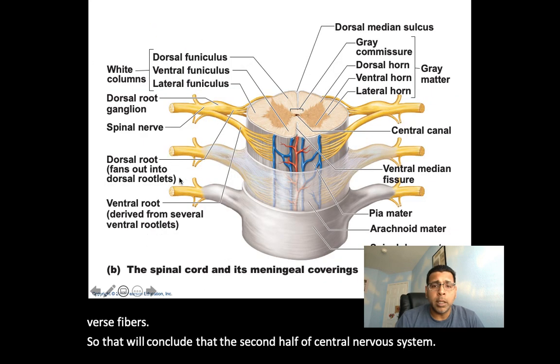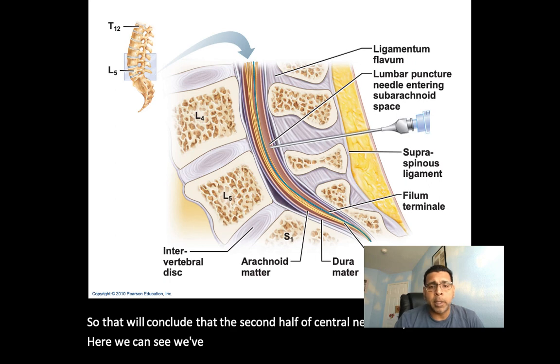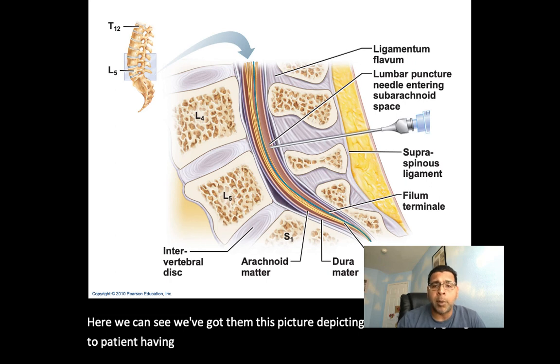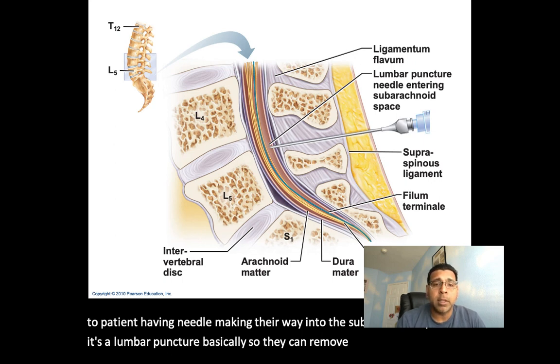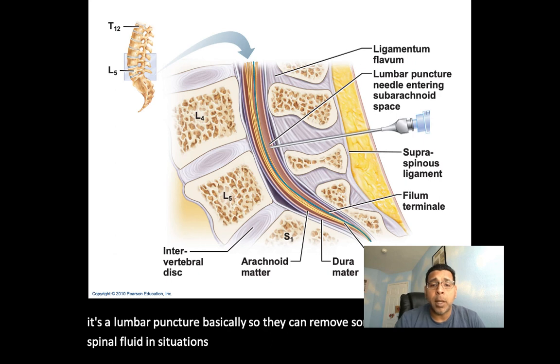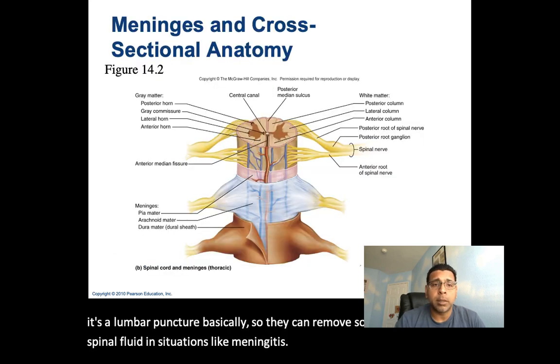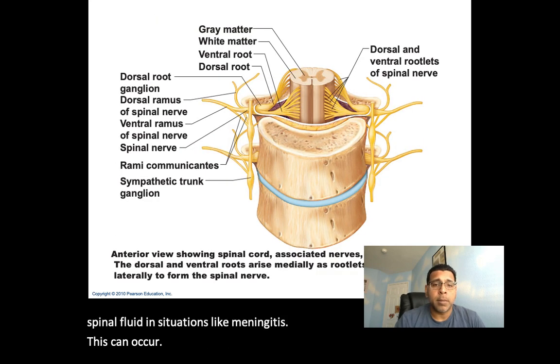Here we can see this picture depicting a patient having a needle making its way into the subarachnoid space. So it's a lumbar puncture, basically so they can remove some CSF, cerebrospinal fluid. In situations like meningitis, this can occur.